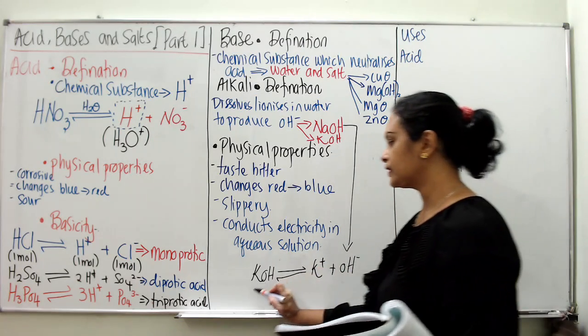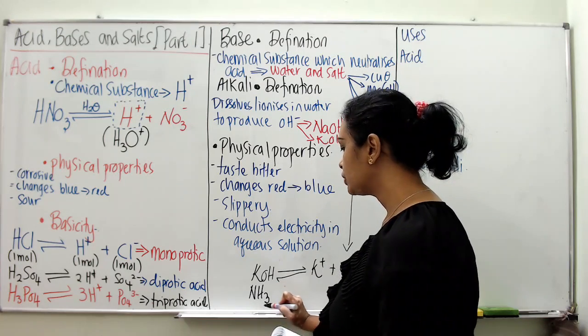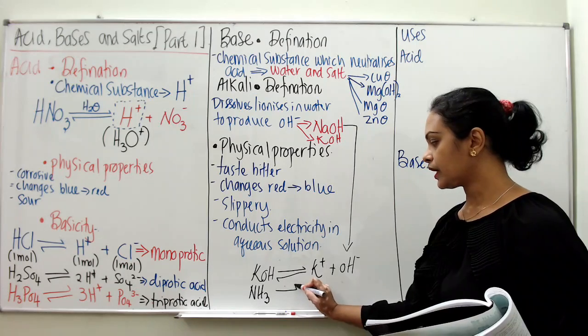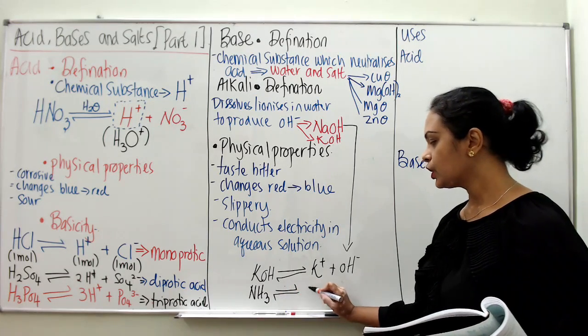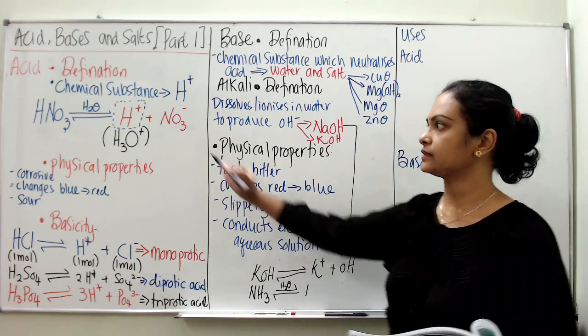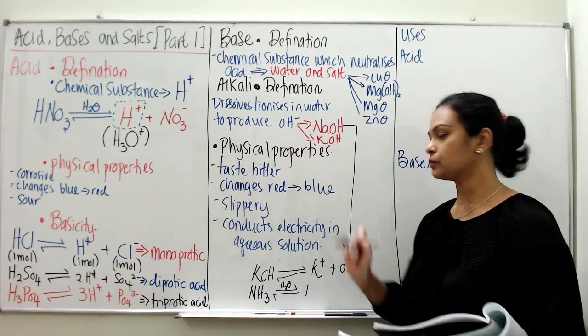Another example is ammonia. Ammonia is actually a weak alkali, which ionizes in water to produce hydroxide ion, because we have water molecules here, same like here. When it dissolves in water, that means you are mixing it in water.